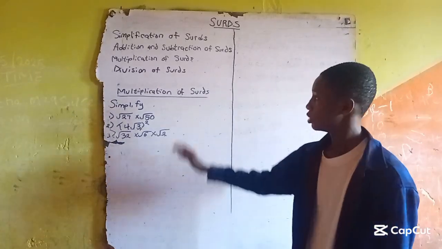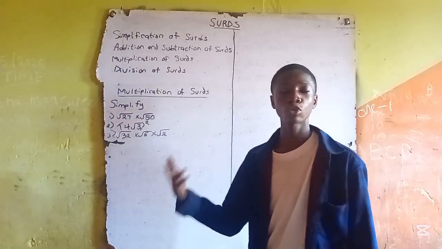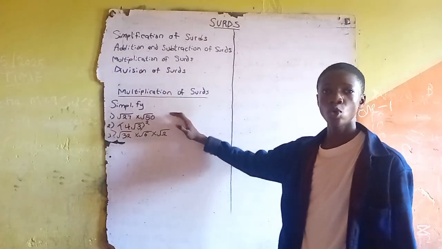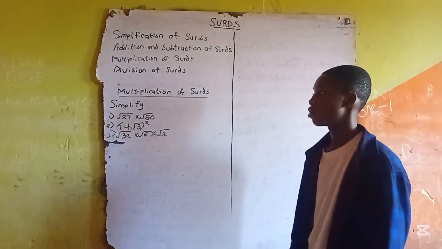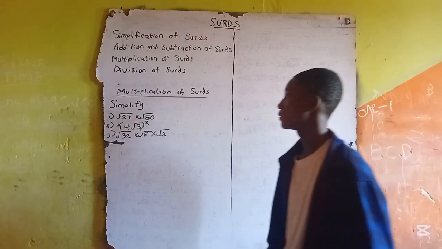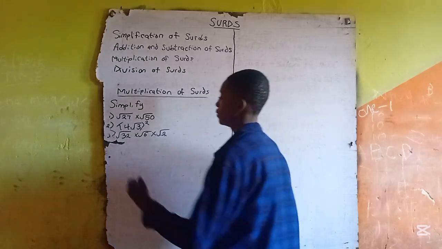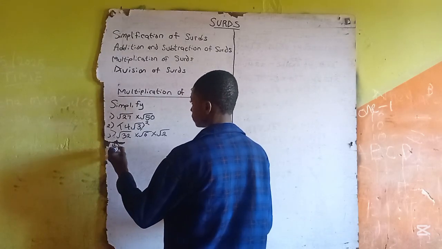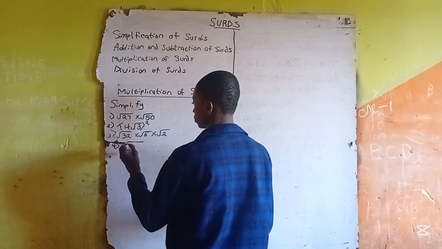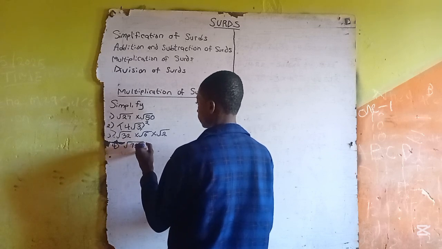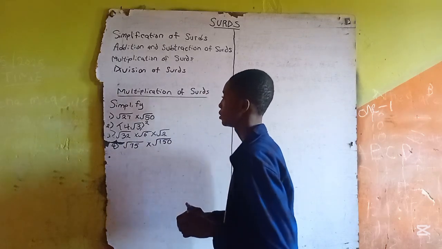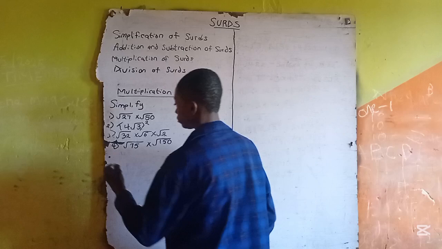So now the next one here is multiplication of surds. These are the three examples we are going to be talking about. Let me put one more. So now let's start from the first question.